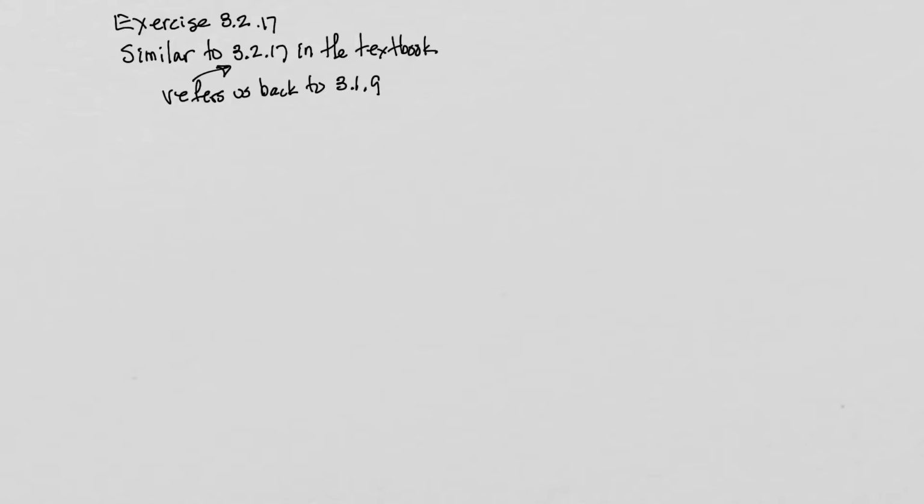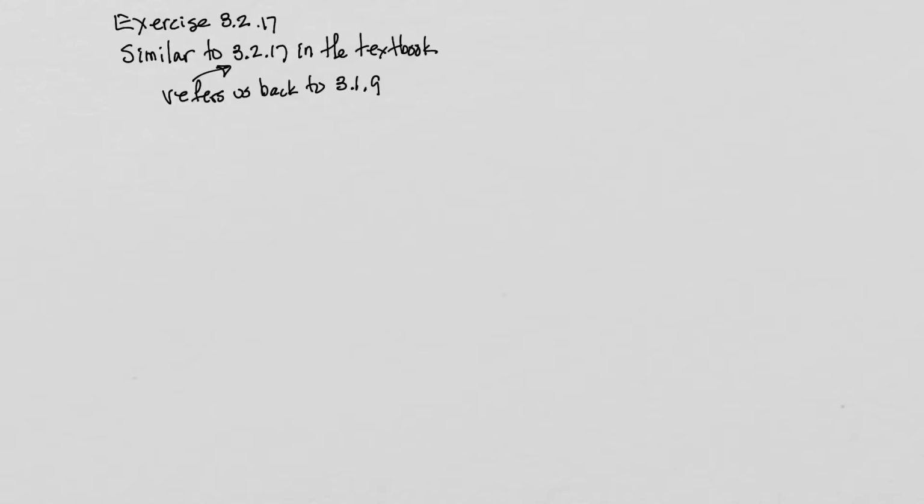Now, exercise 3.2, number 17. This is similar to number 17 in the textbook. When you read this, it refers us back to section 3.1, problem number 9, and it has to do with dairy cows. So you might want to take a look back there. I think it's on page 122. And here's the question for this case.